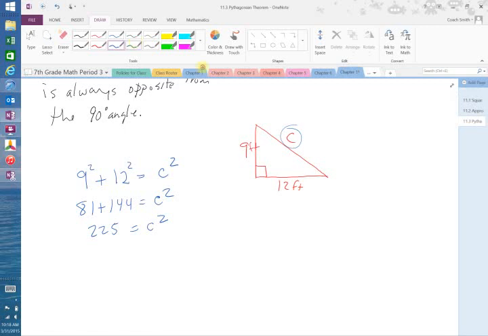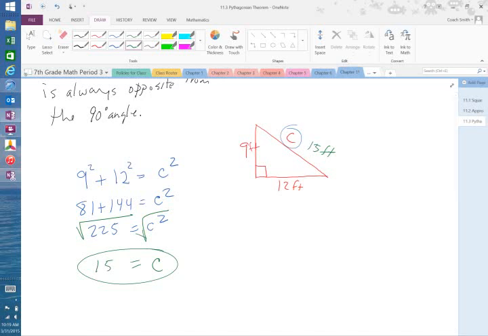So to solve it, just like we did the other day, you simply take the square root of both sides. The square root of C squared is C, and the square root of 225 is 15. So this missing side is 15 feet long.